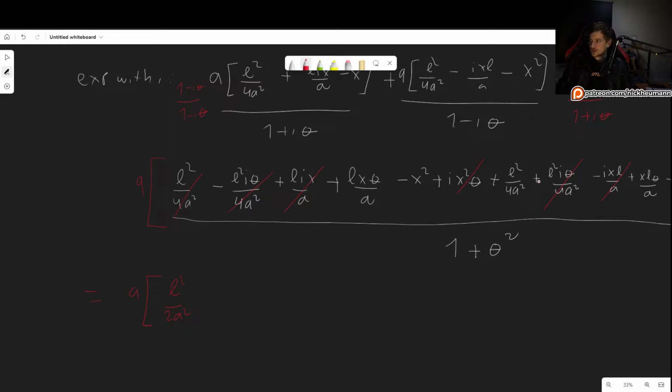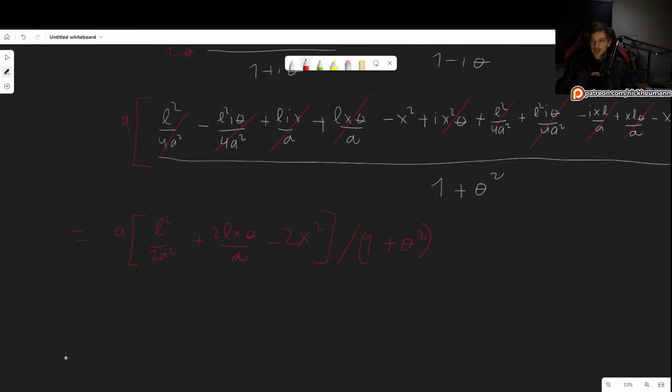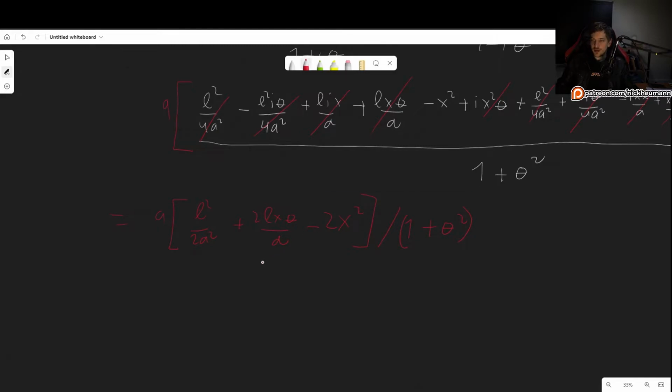So we already considered this and this. Now we get plus 2 Lx theta over a, right? There we considered this and this. And finally, minus 2 times x squared. And all of this divided by 1 plus theta squared. Now, we want to try to simplify this further. And although it might not look like it, there is a way to do it.